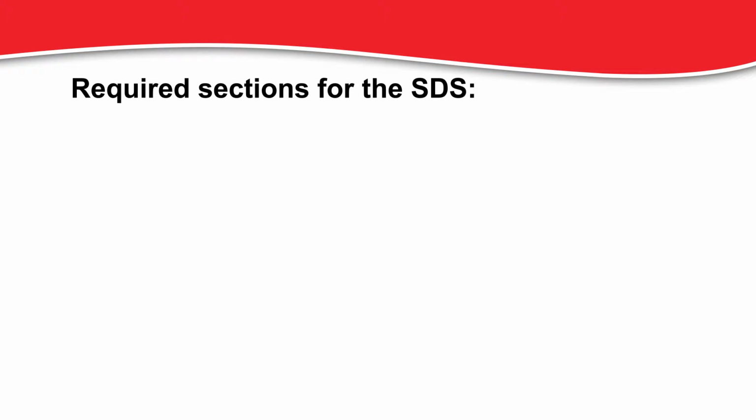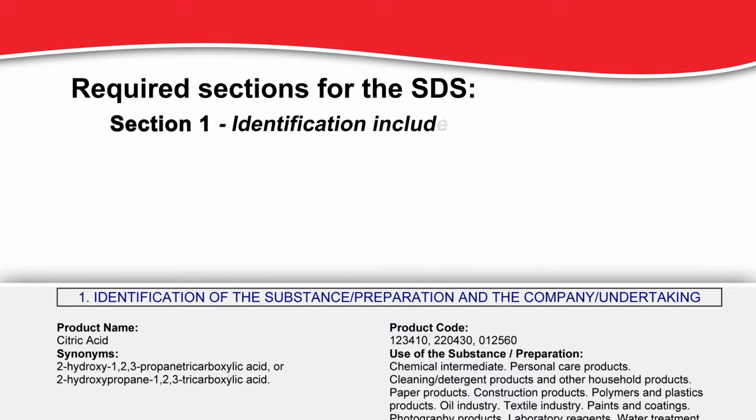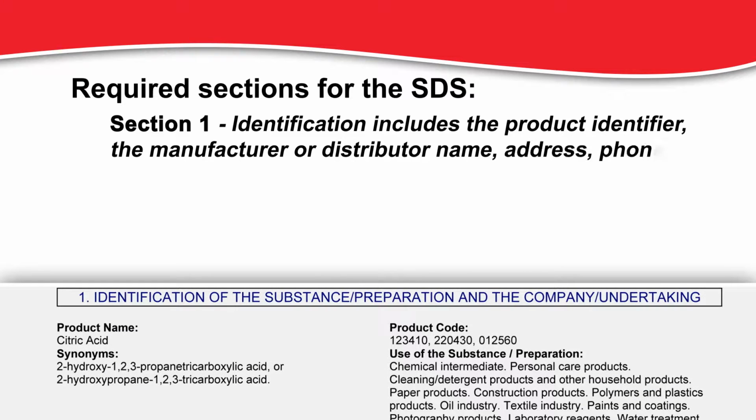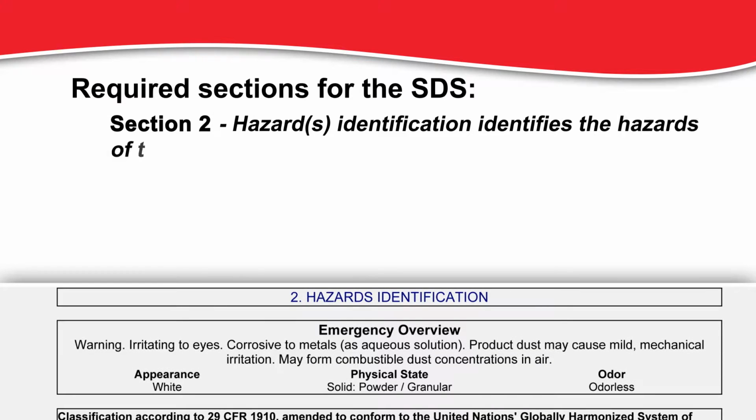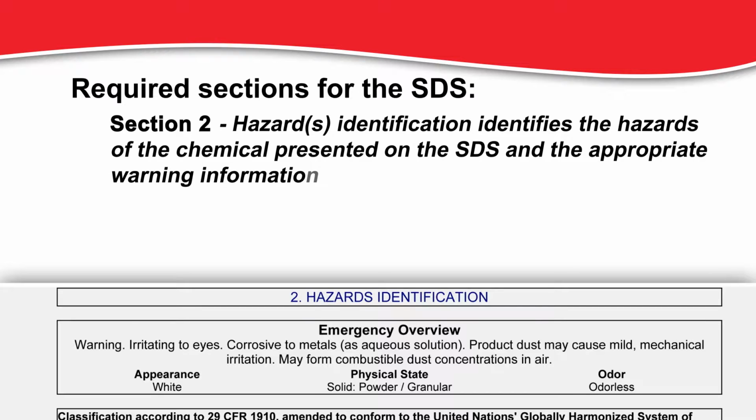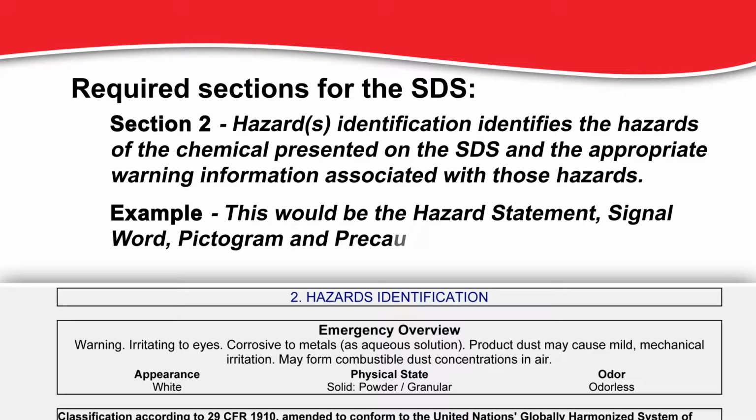Required sections for the SDS are Section 1. Identification includes the product identifier, the manufacturer or distributor name, address, phone number, emergency phone number, and recommended uses and restrictions for use. Section 2. Hazard or hazards identification identifies the hazards of the chemical presented on the SDS and the appropriate warning information associated with those hazards. Example: this would be the hazard statement, signal word, pictogram, and precautionary statement from the label.